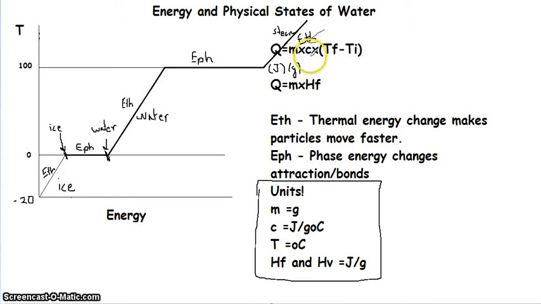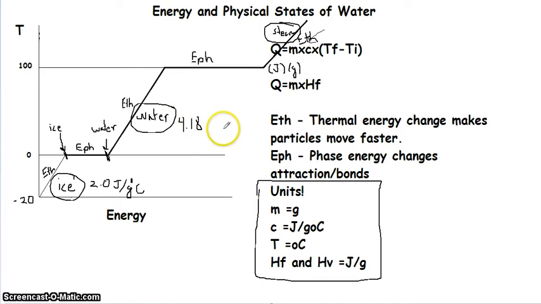Now, specific heat capacity changes depending on whether it's ice or water or steam. Now, the specific heat of ice is going to be 2.0 joules per gram degrees Celsius here. Okay, water is 4.18 joules per gram degrees Celsius, and steam is 2.0. Actually, I'm sorry, I apologize. Down here it is 2.1 joules per gram degrees Celsius. Now this is C for specific heat, for the Q equals MCΔT equation.